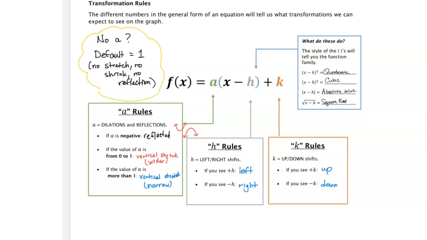Second thing, if you see that there is no H or no K, then your default value is equal to 0. So if you don't see that there's a number that's being added or subtracted to your X inside of your parentheses, then that means that your H was simply a 0. If you don't see a value at the end of your equation that's being added or subtracted, then that means that your K was simply a 0. So that's the second important thing that you should note for each of these problems.